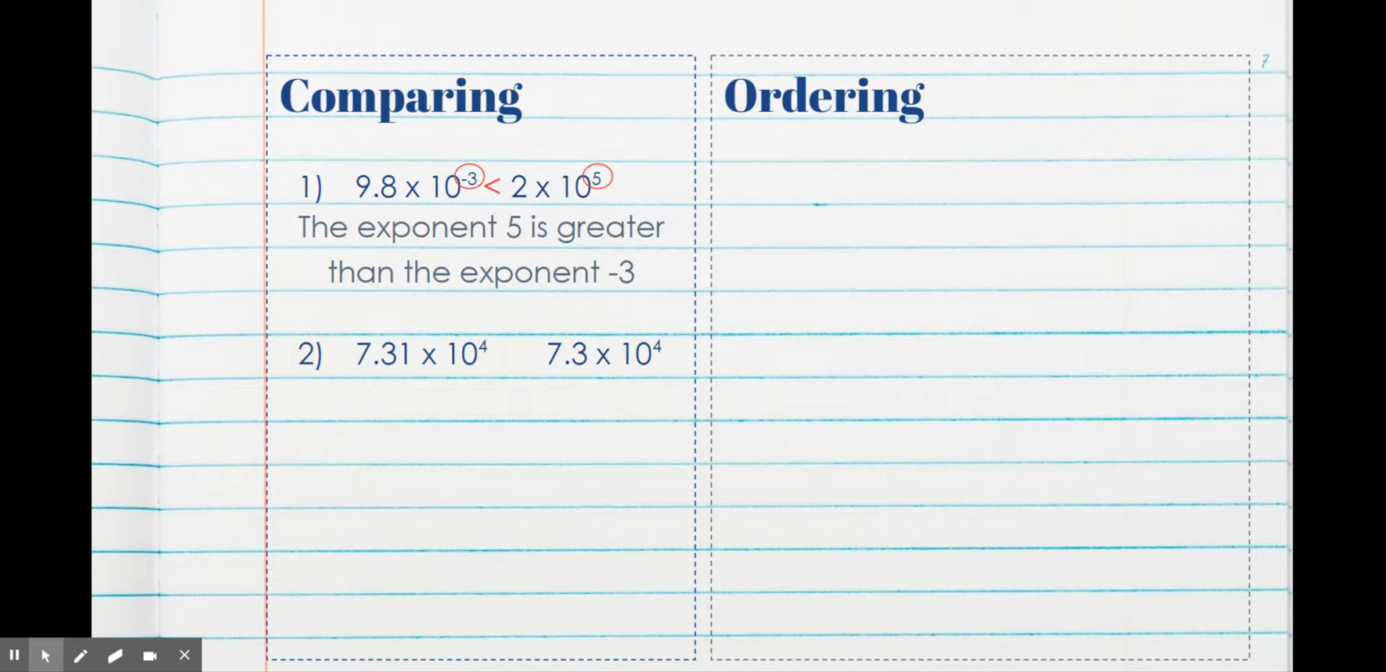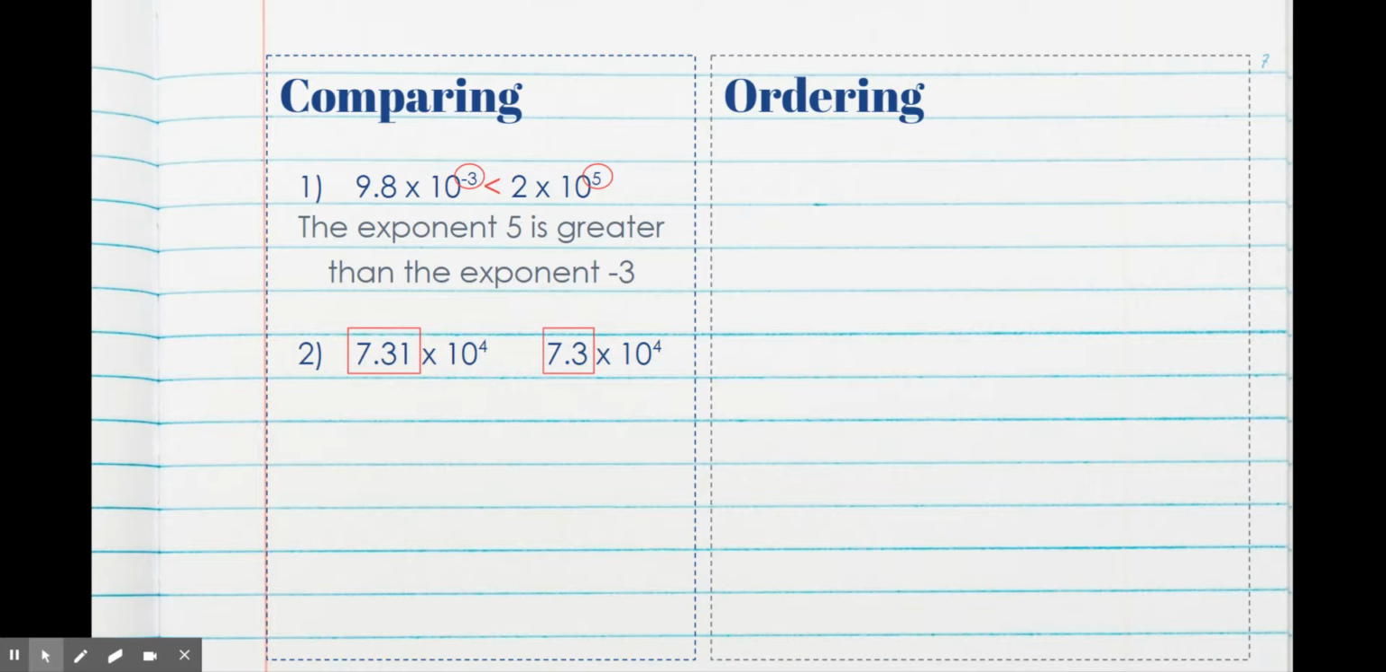We have 7.31 times 10 to the fourth power and 7.3 times 10 to the fourth power. So first, we look at the exponent to compare them. The exponent tells us how many times we're going to move the decimal, so the greater the exponent, the greater the number. So our exponents for both of these are positive 4. Since they're the same, we're going to ignore the exponents and just look at the coefficients. So our coefficients are 7.31 and 7.3.